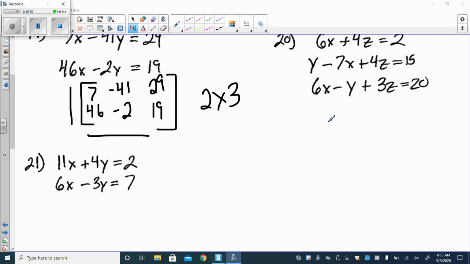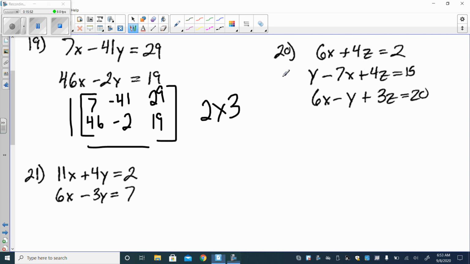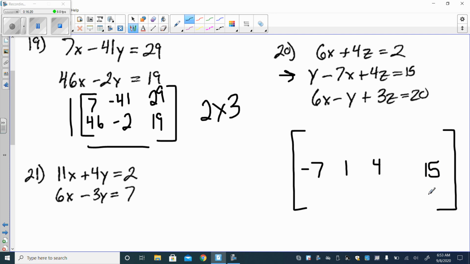Now let's look at number 20. If we look at number 20, the middle equation is a little bit off because it goes y, x, z. So we can rearrange it, or I can just do it by hand because we know that x should come first. So negative 7 should be first. And I'm just going to rearrange it. I'm not going to have to rewrite it out. Y is 1, z is 4, and our number is 15.